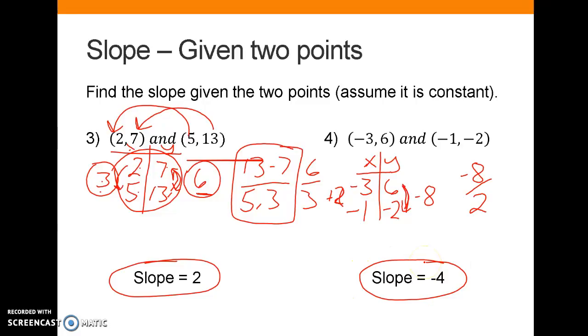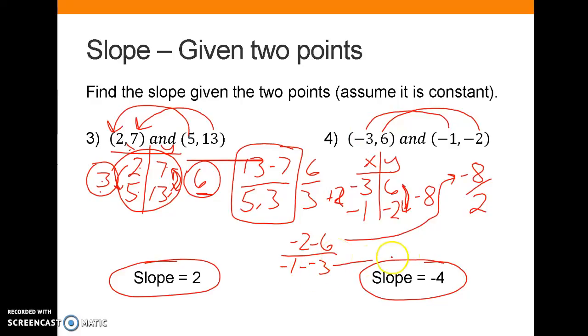But I could think about it like this. To get the negative 8, that's negative 2 minus 6, which gives me negative 8. And then negative 1 minus negative 3 is the same thing as negative 1 plus 3, which is positive 2. So I'm taking this number minus this number on top over this number minus this number on the bottom. Here's what that looks like.